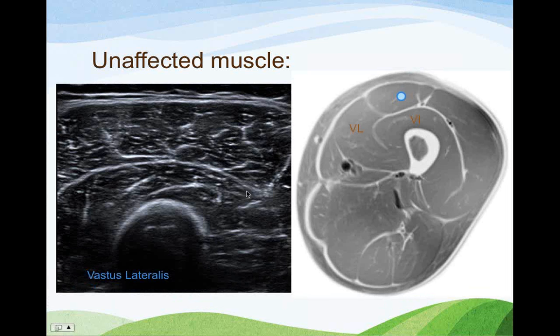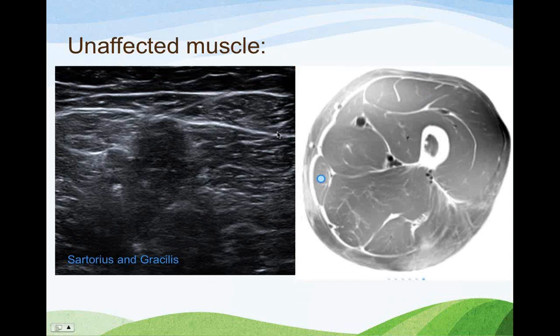Vastus lateralis muscle. So here's the vastus lateralis. And underneath it is the vastus intermedius. And again, the bone is the femur. Right next to it over here would be the rectus. These are adductor muscles. So this is sartorius muscle. This is a gracilis muscle. This is an adductor longus, adductor magnus.